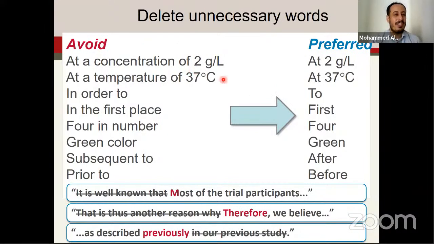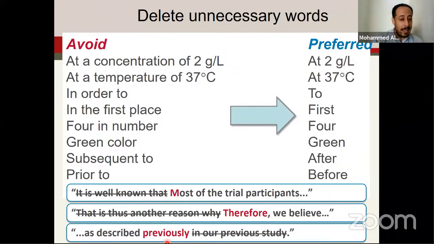Here are just examples of certain sentences to make them more focused. Instead of saying "at a concentration of" this, just add 2 grams. Instead of saying "at a temperature," write "at 37", because since you added the unit, degrees Celsius, we know it's temperature. So what's the point of adding the word temperature? In the first place, first, subsequent, after. Those are examples that, when I review some articles, to me are unnecessary. It's well known, so just write it.